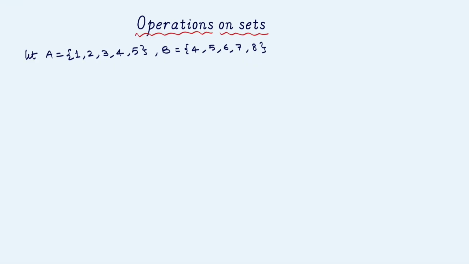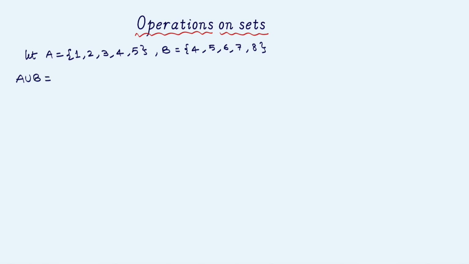Hi students, let's see in this video what are the operations on sets. Like on numbers we have addition, subtraction, multiplication, division, basic operations. Here on sets also we have some operations. In that, first is what? Union. First operation is union, that is A union B.